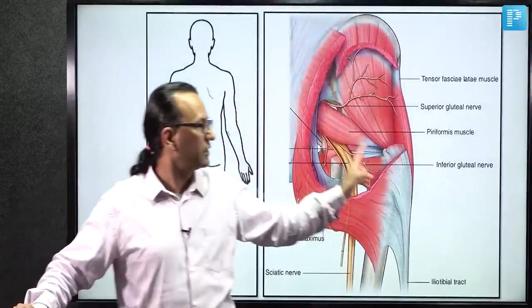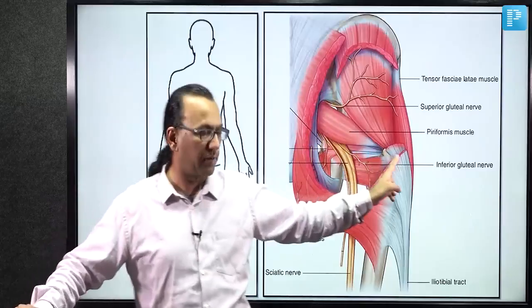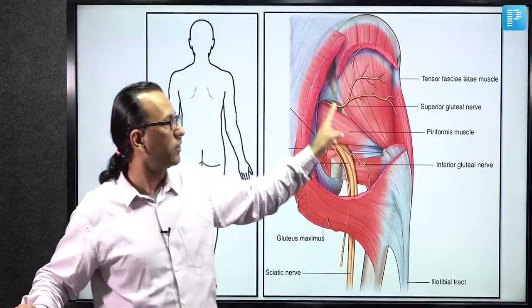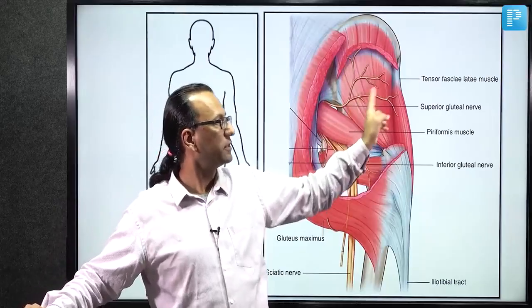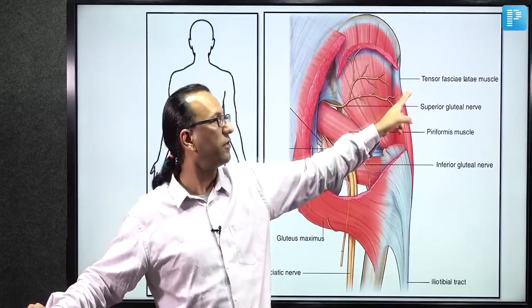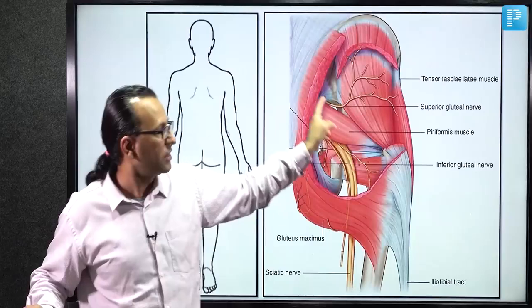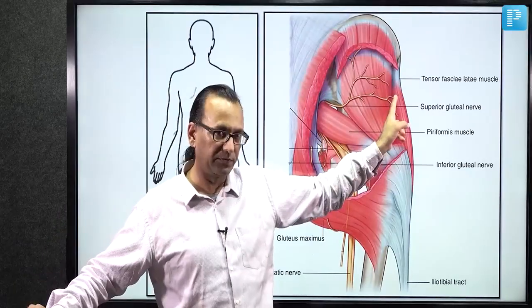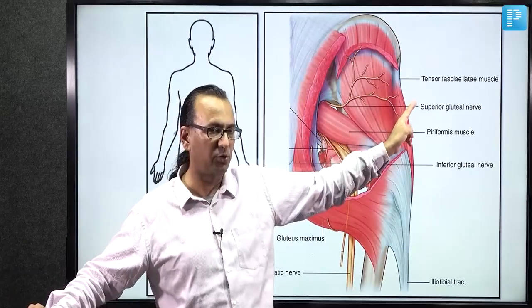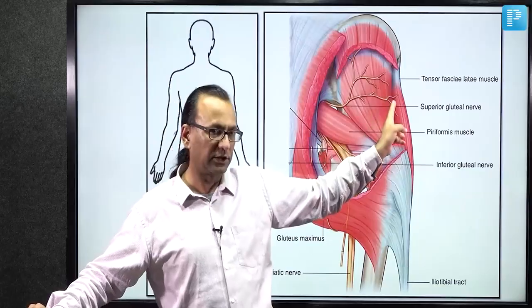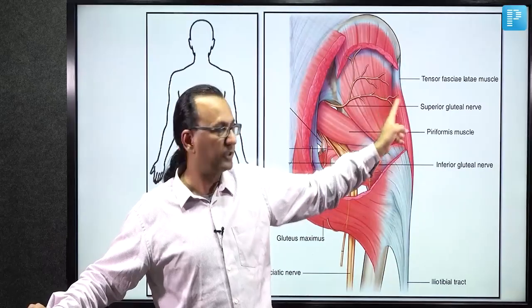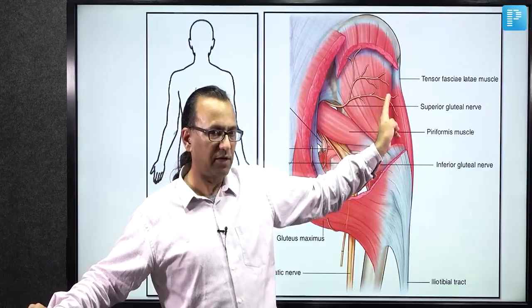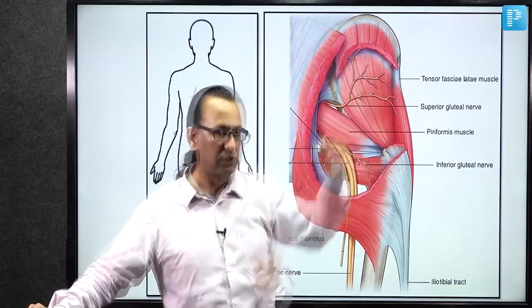This is the piriformis muscle coming from the greater sciatic notch, attaching to the tip of the greater trochanter, and above that is the superior gluteal nerve supplying the three muscles, which are the gluteus medius, minimus, and the tensor fascia lata. These three muscles, the trio, supplied by a single nerve, are doing three activities. We discussed one is abduction of the hip joint, second is medial rotation, third is they help us in walking by stabilizing the pelvis, and they are working like anti-gravity muscles. How, that we'll find out shortly.